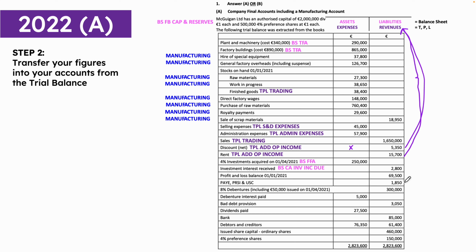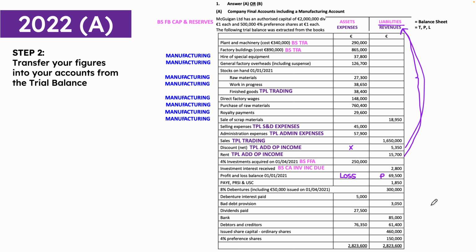The profit and loss figure, when it's on the credit side, it is a profit because profit is a liability to the owner. The business owes the owner back that profit. If it was on this side, this is a loss. Okay, so that's a loss.